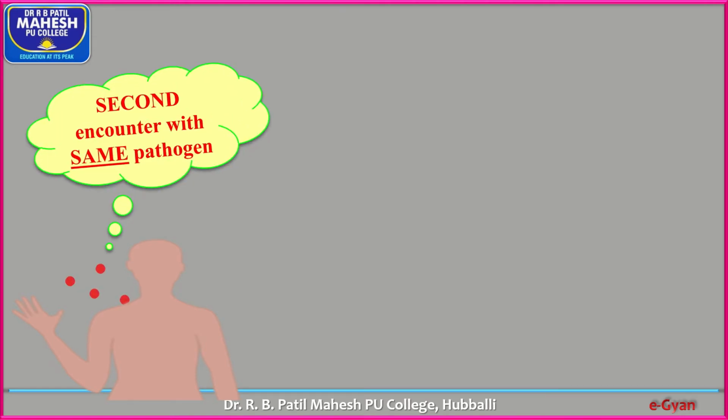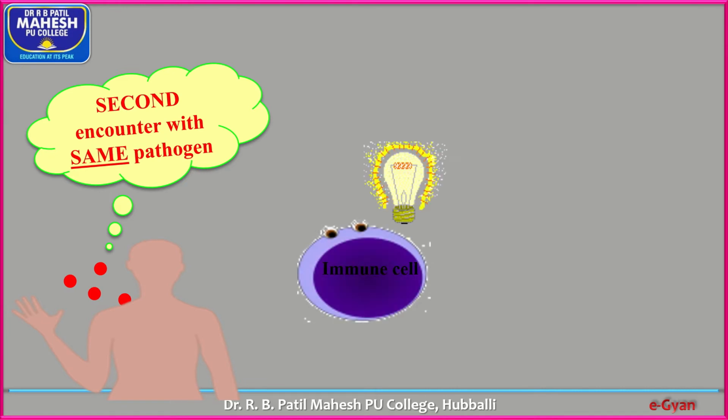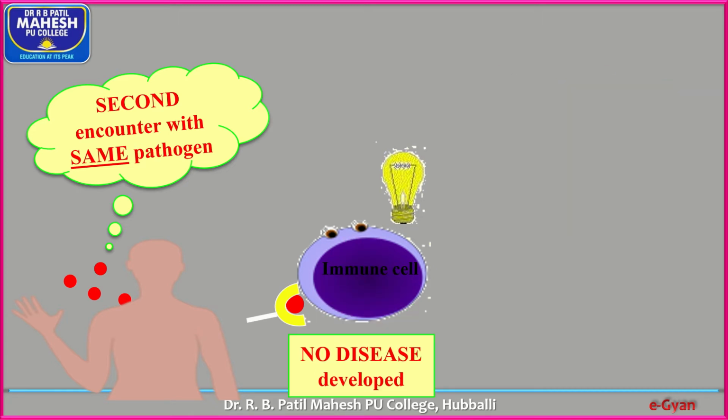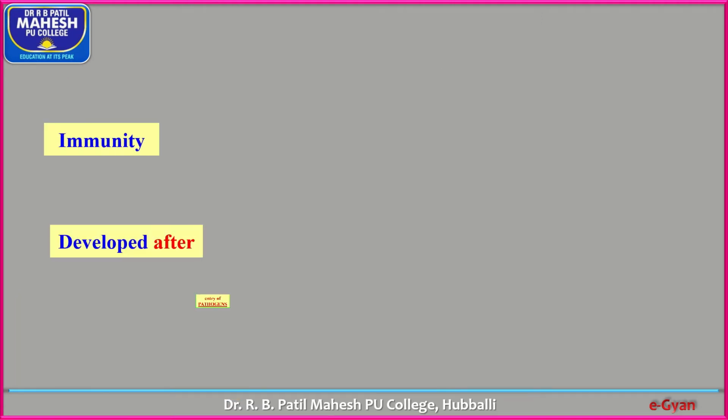When the pathogens enter a second time, the immune cells, based on the immunological memory, will produce antibodies, and these antibodies interact with the antigen. This time a quicker and stronger immune response is produced and no disease develops, and this type of immunity we call the secondary immune response.